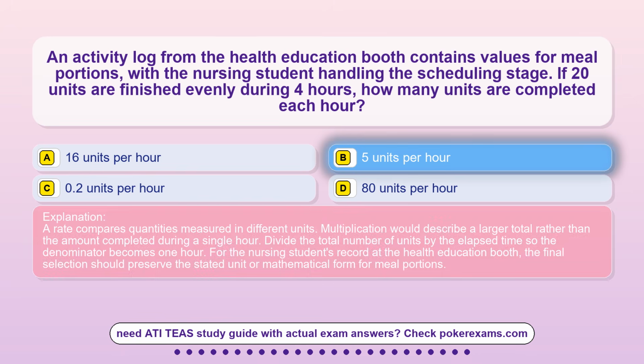A rate compares quantities measured in different units. Multiplication would describe a larger total rather than the amount completed during a single hour. Divide the total number of units by the elapsed time so the denominator becomes 1 hour. For the nursing student's record at the health education booth, the final selection should preserve the stated unit or mathematical form for meal portions. Question 22.